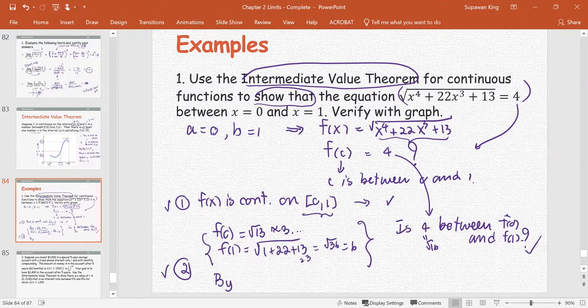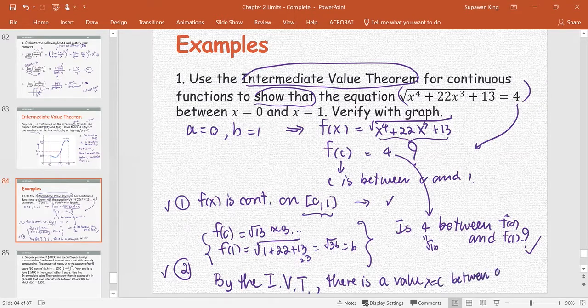We can answer the question by the intermediate value theorem. There is a value x equals c between 0 and 1, such that the square root of x to the 4th plus 22 x to the 3rd plus 13 equals 4. And you can verify by using the graph.